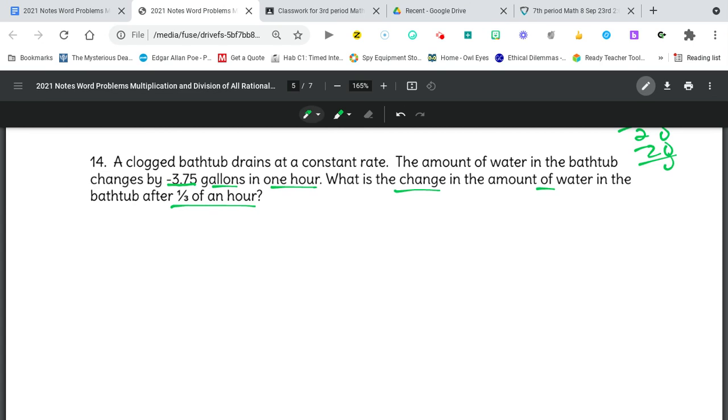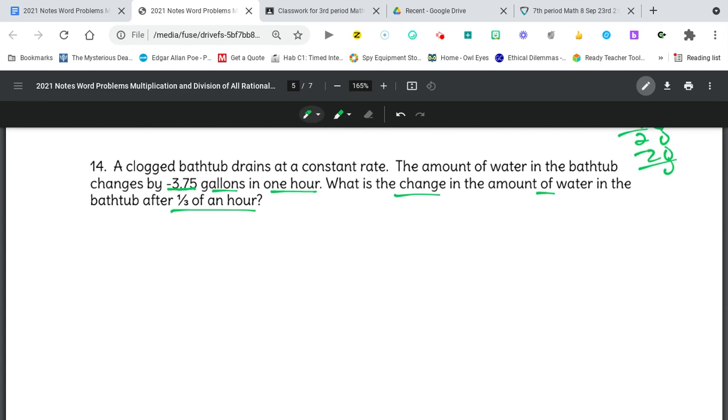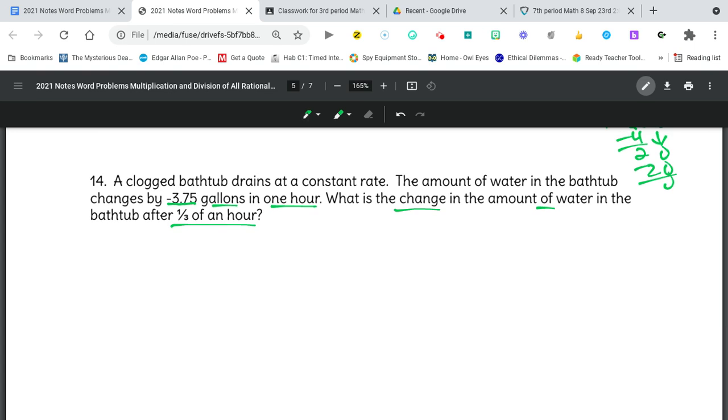All right. What is the change in the amount of water in the bathtub after a third of an hour? Woo, here we go again. All right, so this is not one. I thought it was one we have to convert. We don't have to convert, guys, because this is in terms of hours and this is in terms of hours.